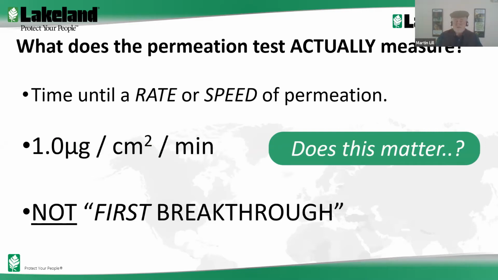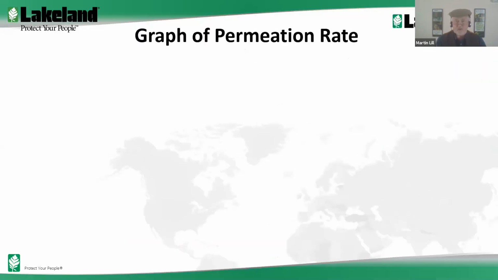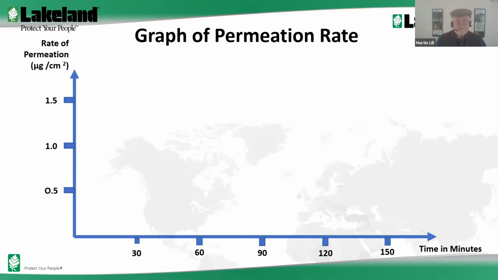Well, to understand that, we need to clearly understand what is happening during that test over time. And the best way of understanding that is to look at a graph of permeation rate. So if we put the time in minutes along the bottom and the rate of permeation on the y-axis in micrograms per centimeter squared, our chemical, methyl ethyl ketone, and most chemicals will show a curve something like this sort of shape. Not always, you get quite substantial variations with some chemicals, but most will show a curve like this.